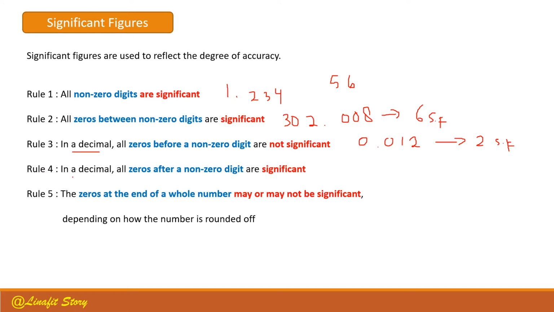Next, rule 4. In a decimal, all zeros after a non-zero digit are significant. For example, 41.0320. It has 6 significant figures. And rule 5, the zeros at the end of a whole number may or may not be significant, depending on how the number is rounded off.